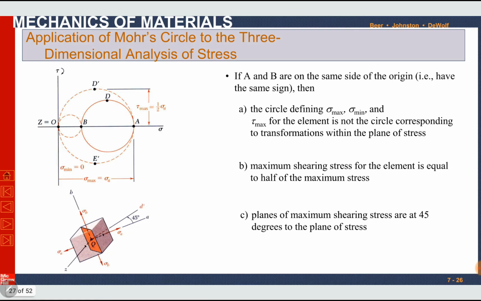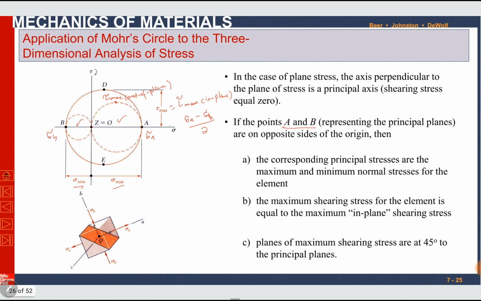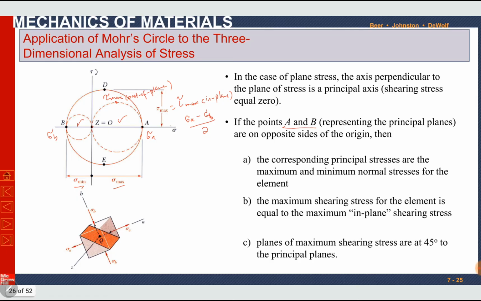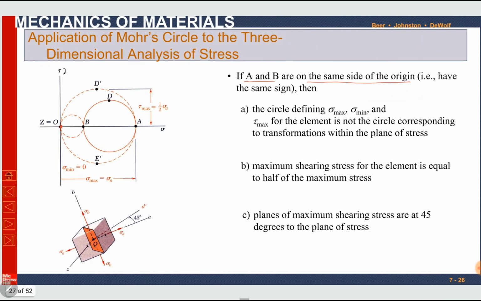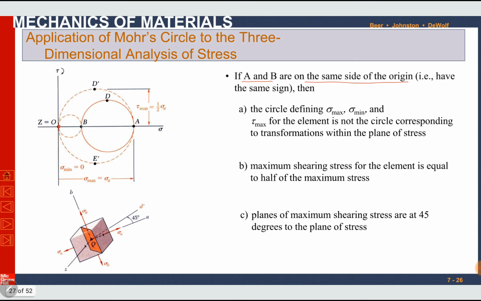Similarly, if you have another case where both point A and point B have the same sign, they are on the same side of the origin. Now they are non-zero stresses. The solid circle again denotes the in plane circle, and then there is another zero stress. It lies outside the circle. In the previous case, the zero stress or the third principal stress was inside the in plane circle. In this case, it is outside the in plane circle. So we will just join point B with the zero stress with a dotted circle, and then point A with the zero stress again with a dotted circle.